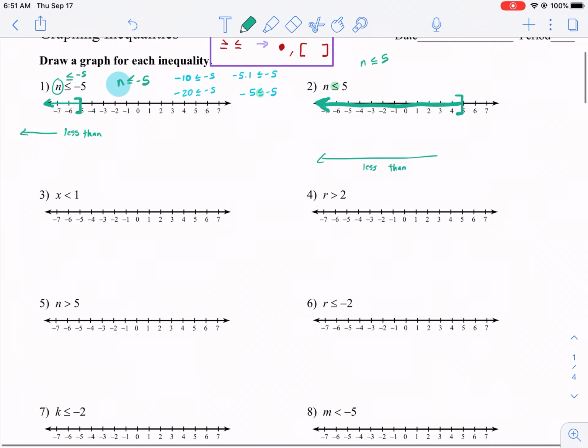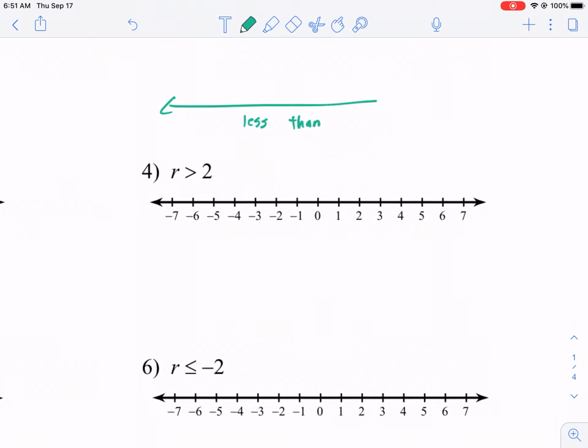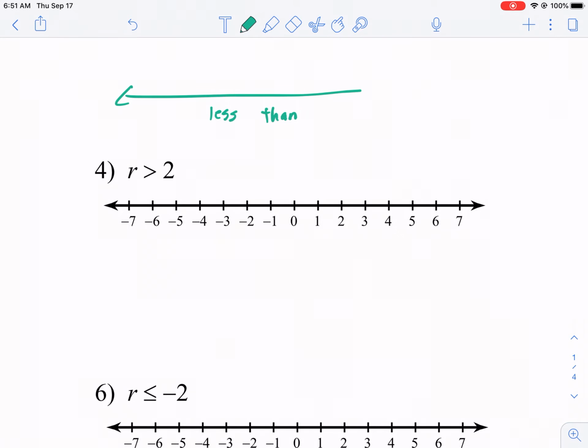All right, let's do number 4. This one's a little bit different. We know we're going to be putting something on 2. Just keep that in mind, because we have a variable by itself and we have 2 on the other side. First off, we have a greater than sign, not equal to, so we know we're going to be using a parenthesis, but which way is it facing? Here we see that we have r is greater than 2.